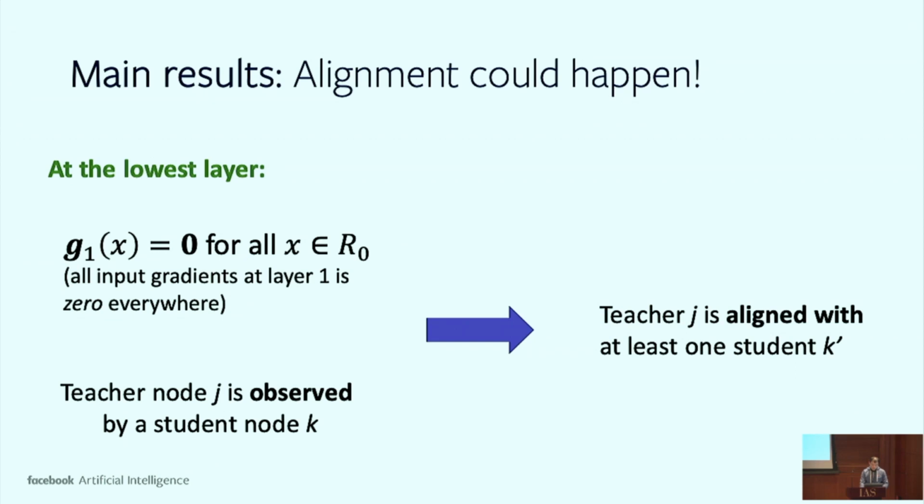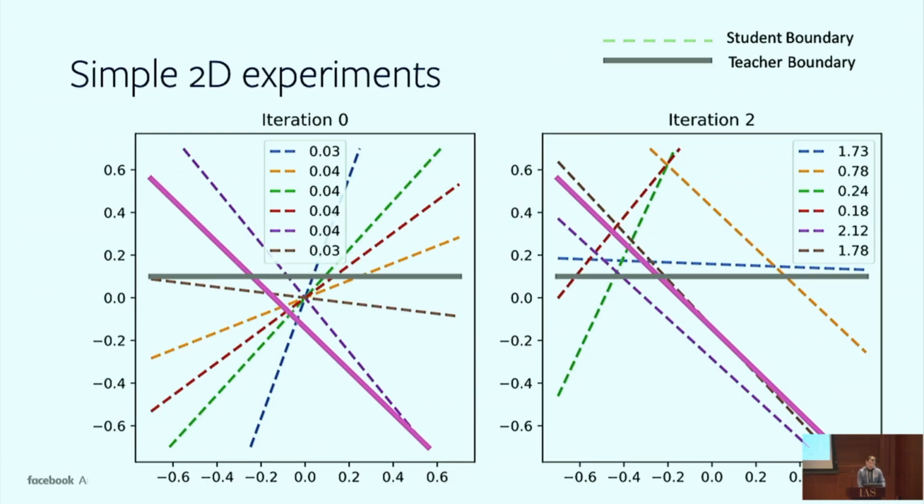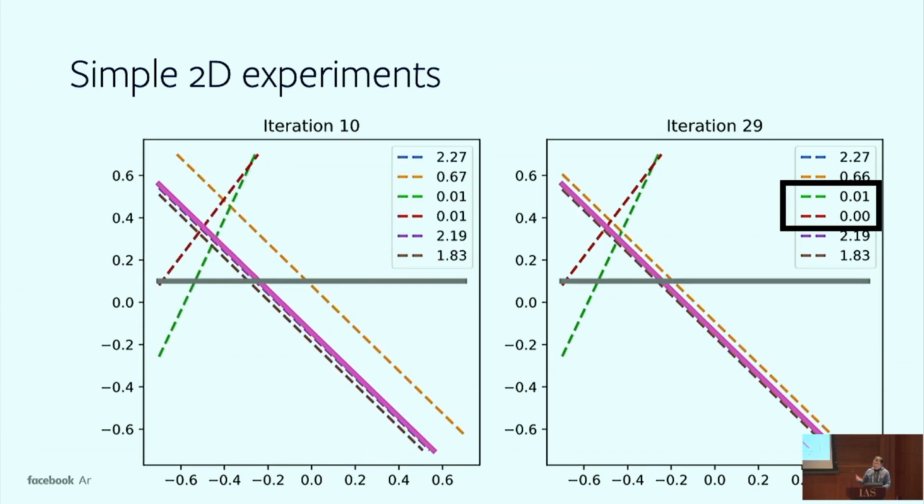So after that, here are a few examples showing why it is the case. This is one example with a very simple 2D environment, 2D experiments. You have two teachers shown by these bold lines, and you start with a bunch of students shown in these dashed lines. These are all boundaries of the ReLU network. After a few iterations, you see a bunch of students converge to the teachers. And there are two other students that are not aligned with any teacher. But interestingly, their outgoing weights are 0, or very small.